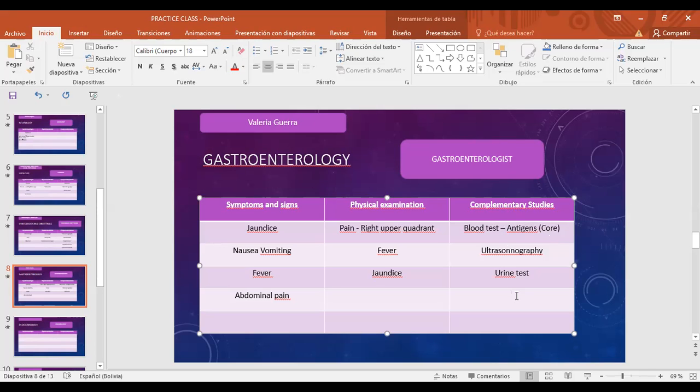Maybe the creatinine. Maybe, but more related to the liver, because we're talking about hepatitis here. I don't know which one. Okay, that is your homework for tomorrow. You're going to investigate a little and tell me tomorrow. All of you have some homework to do.